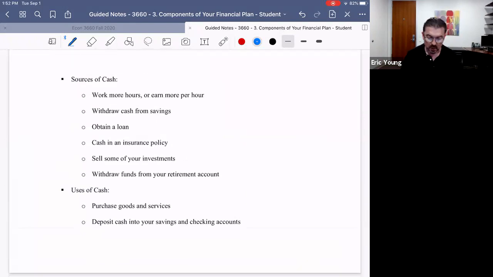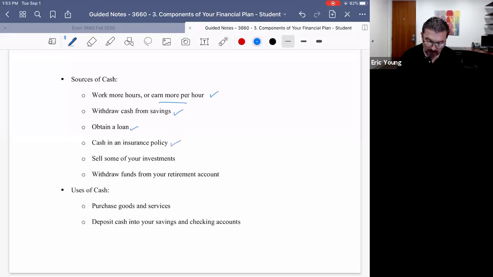The sources of cash. Because if cash is king and your net cash flow determines what you can do, your sources of cash include working more hours, or for most of you who will be white-collar workers, earning more per hour. That's good career management, right? That's good professional growth. You can pull money from savings. You can obtain a loan. It's a financing and credit decision.